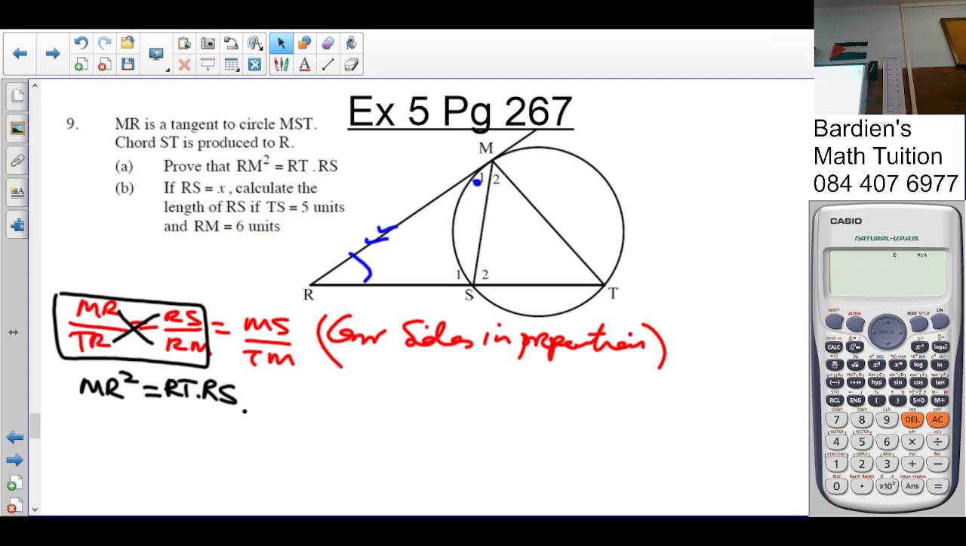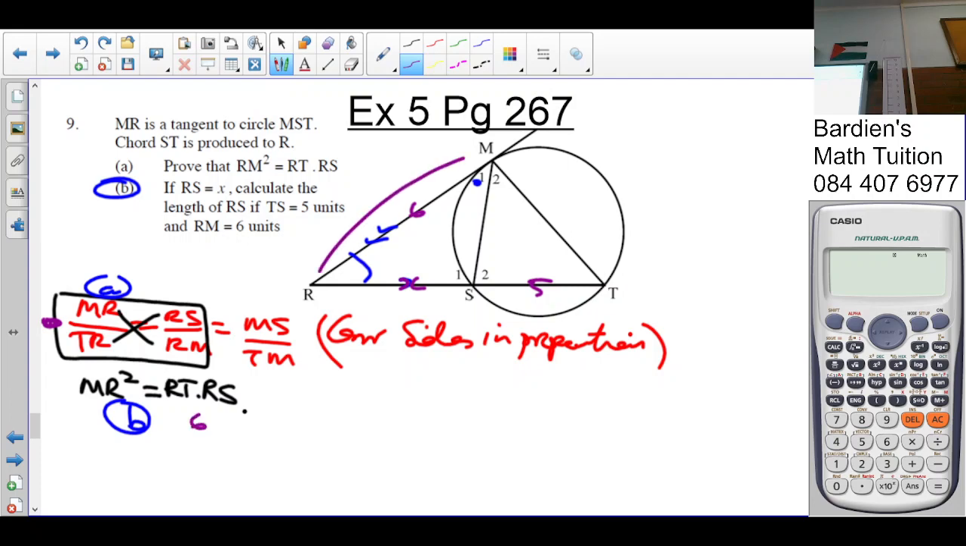Let's look at B. In B, this was A. B, they want to know if RS is X. RS is X. Okay, let's change the color. You can see which questions come with which. So they make that X. Okay? Calculate the length of RS. If TS is 5, so TS is 5, and MR is 6. Okay. So once you get this question, we take it back to this here. Okay. So what is the length of MR? MR is 6. So it's going to be 6 over TR.